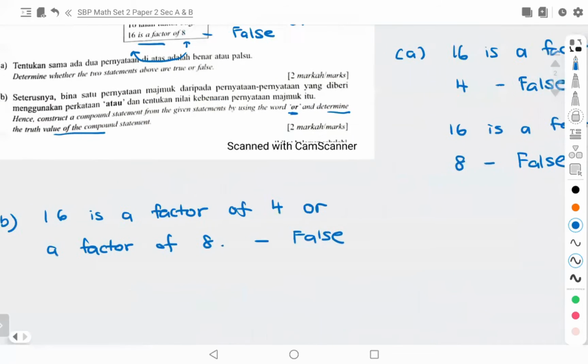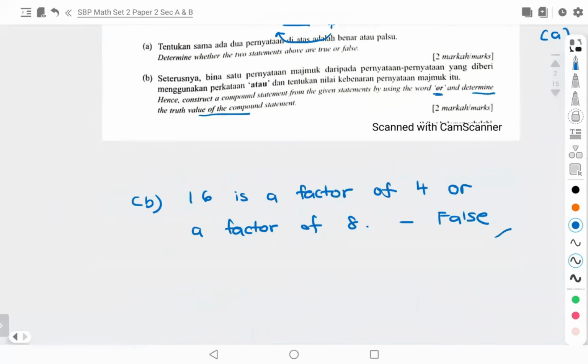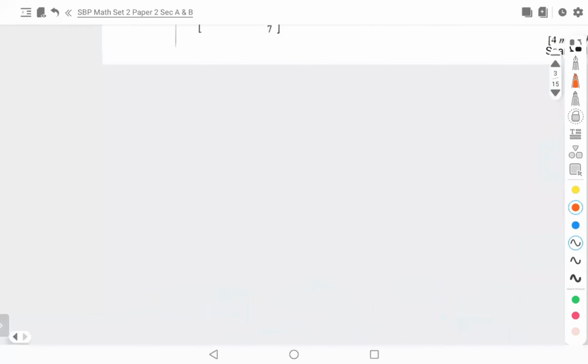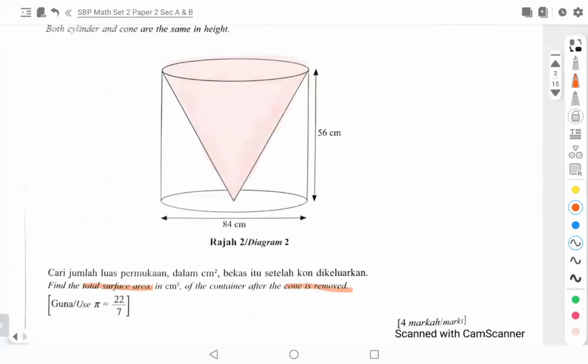Okay, the answer is here. You have to write back the compound statement first, adding in the or there. Then you have to mention whether it's a true or false statement. So that's number 4. Form 4, chapter 3, right? Now we go back to number 5 again.